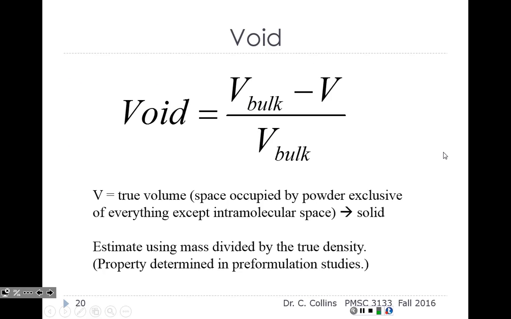So the void is you take the bulk volume minus the true volume. The true volume is the space occupied by the powder, irrespective of any spaces between the powder. So this is more related to the volume you would expect it to take up as a solid, as if it were at its true density. Obviously the intermolecular spaces we can't get rid of. So you'd estimate the mass divided by the true density. That's how you get that.